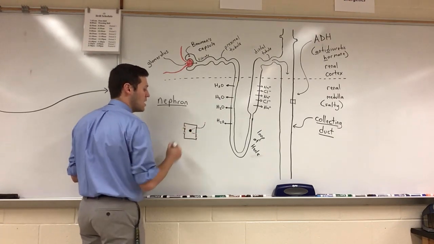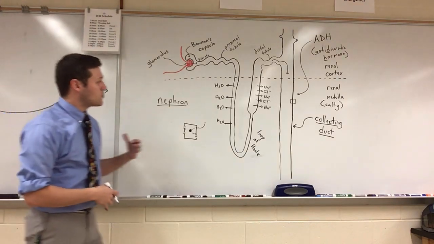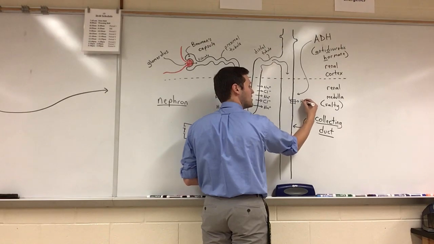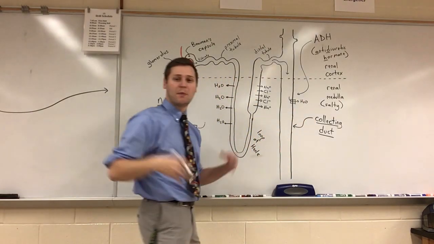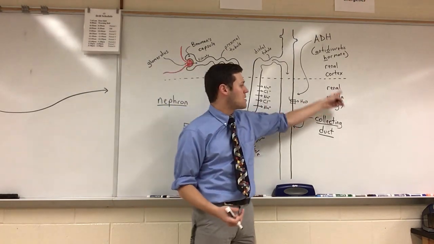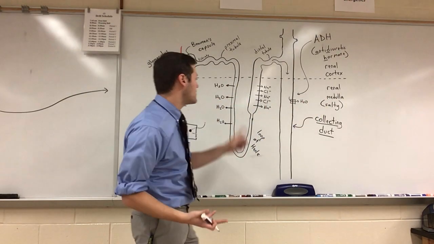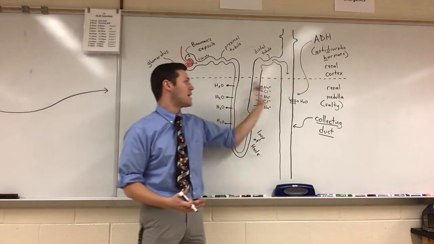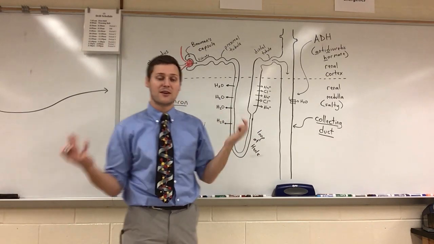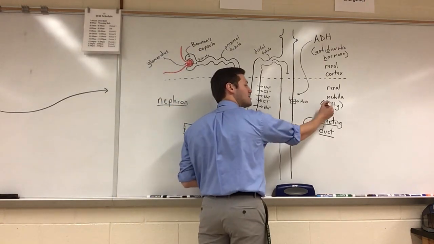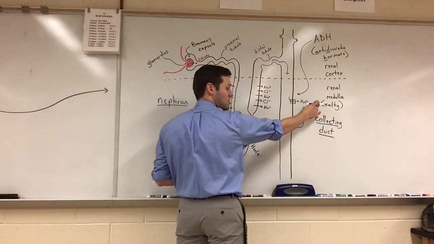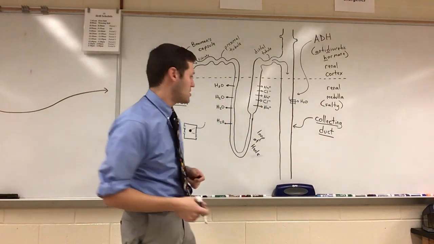So what this will do is allow water to easily pass out and get reabsorbed by the bloodstream through osmosis. Because remember, the renal medulla is still very salty. Even though we pulled out water here, we pumped out sodium and chlorine ions here. So because the renal medulla is still very salty, water will naturally want to diffuse out by osmosis towards the area where it's saltier, where there's a higher solute concentration.